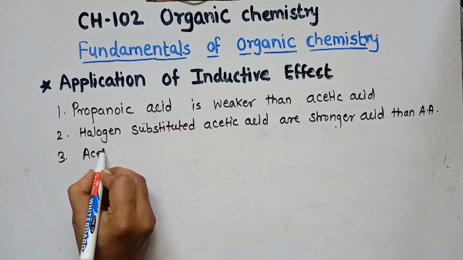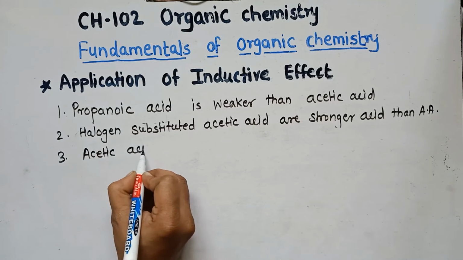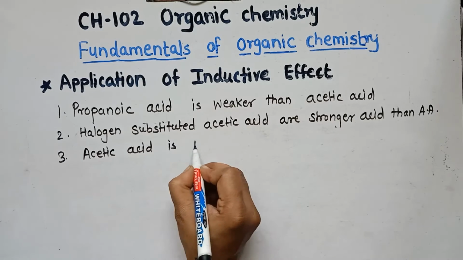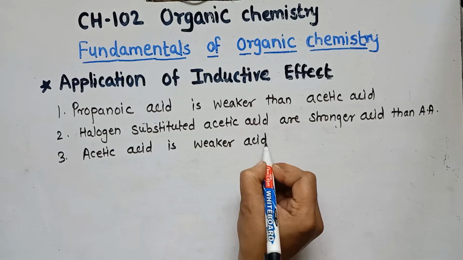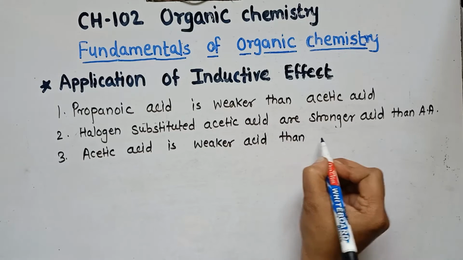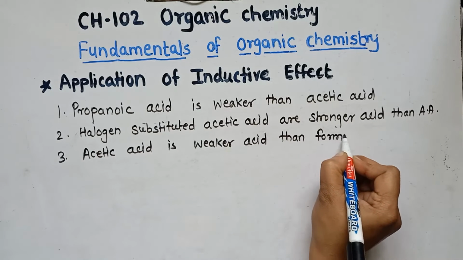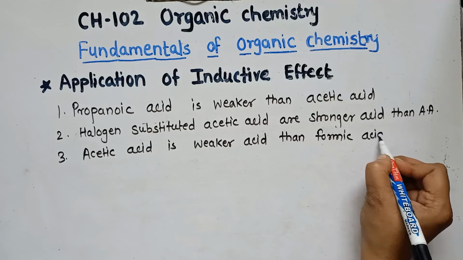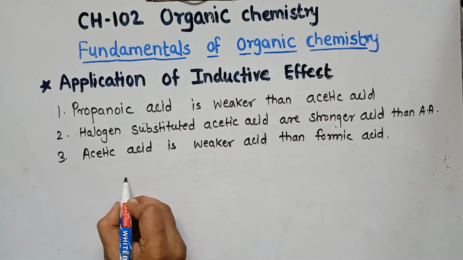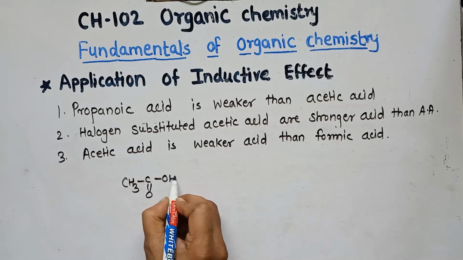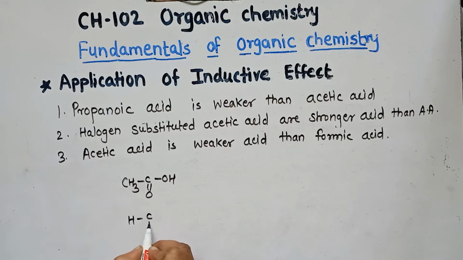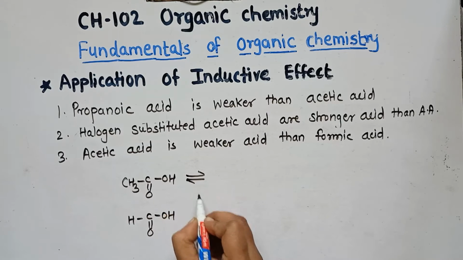Acetic acid is a weaker acid than formic acid. First of all, we draw the structure. Structure of acetic acid is very simple. This is the acetic acid, and formic acid means instead of that CH3, hydrogen is present.